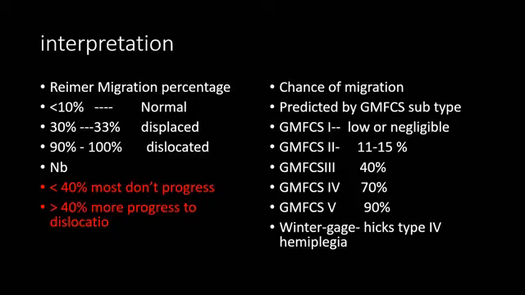The chance of migration is also predicted by the Gross Motor Function Classification System level. Level 1, there is low or negligible migration. Level 2, about 10 or 20% chance of migration. Level 3, 40%, level 4, 70%, and level 5, of course, 90%. Hence, levels 4 and 5 we need to keep an eye on. In the Winter, Gage and Hicks types of impingement, of course, type 4 progresses into dislocation.